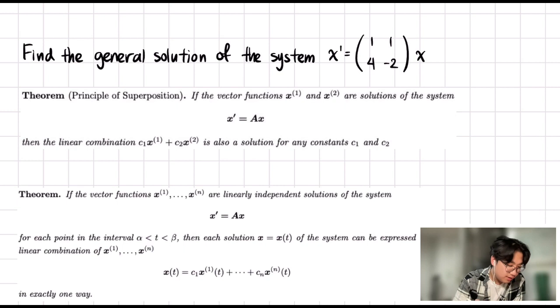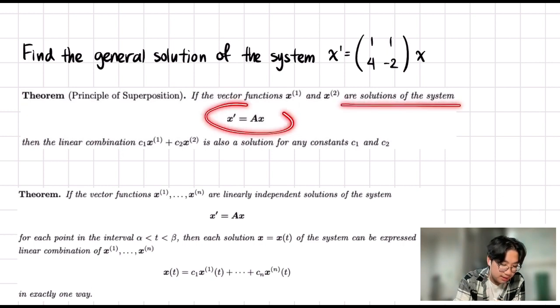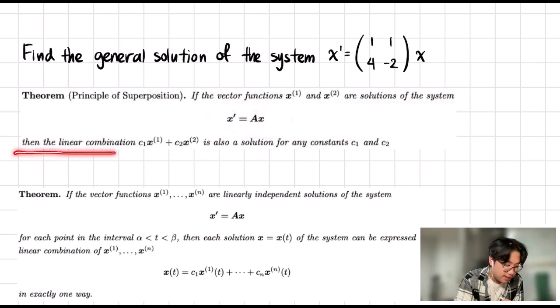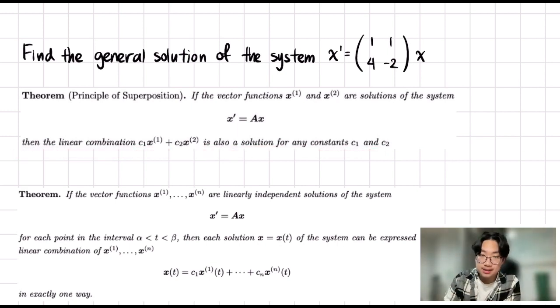So the first theorem we have here is the principle of superposition, and it states that if the vector functions x1 and x2 are solutions of the system x prime is equal to Ax, then the linear combination c1 x1 plus c2 x2 is also a solution for any constants c1 and c2. What we want to notice is that this specific theorem doesn't guarantee or state that your two solutions must be linearly independent. The next theorem will state that, and it will show that whenever you do have linearly independent solutions, any other solution to that system will be a linear combination.